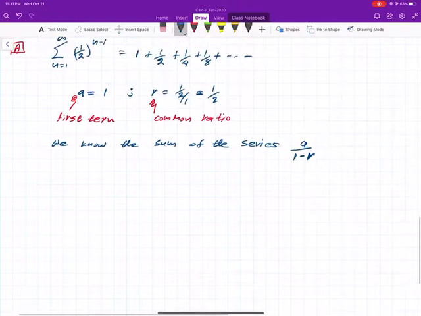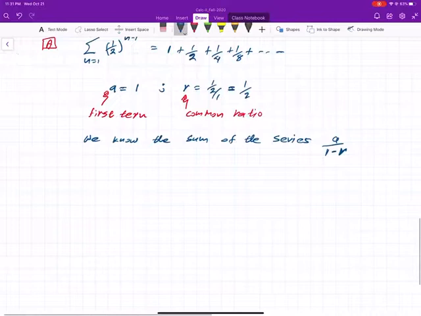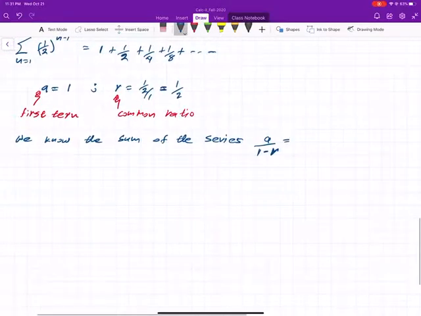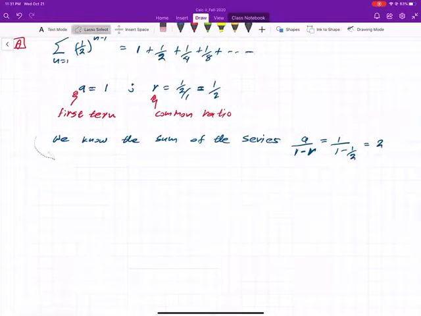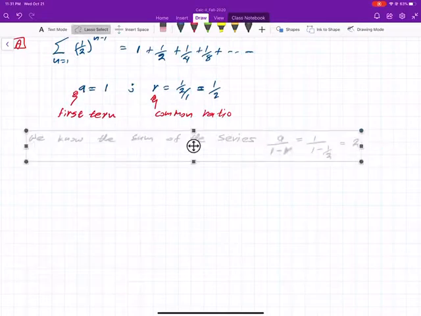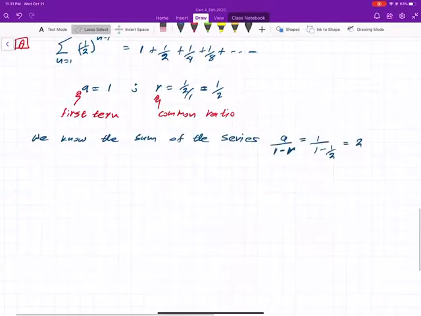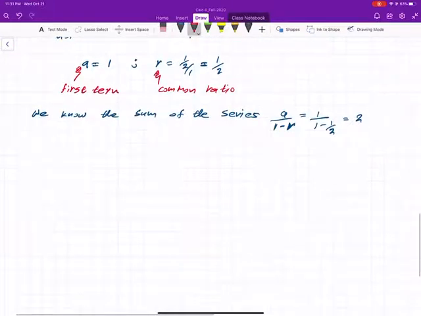Then just plug the values into this formula. So this will become, A is 1, 1 minus R is half, so this will become 2. Okay, so that is the sum of this series A. Now move to series B.